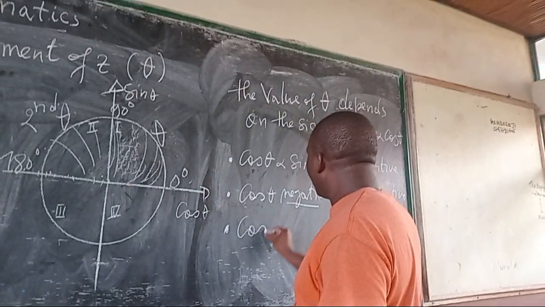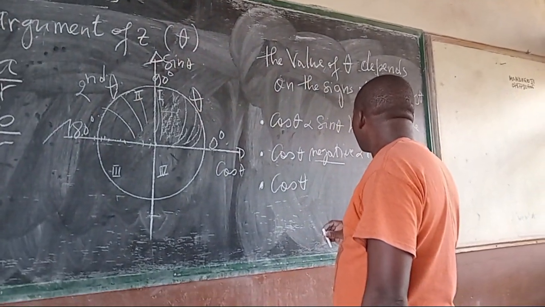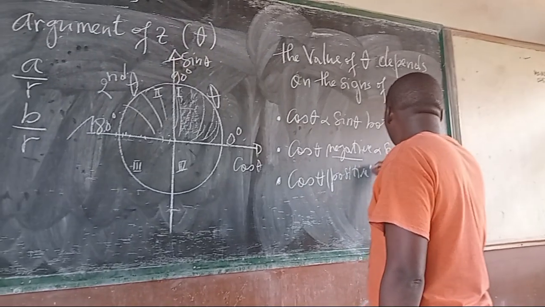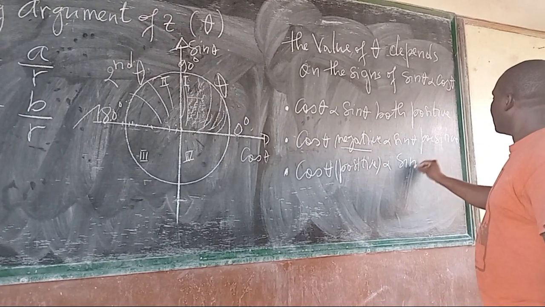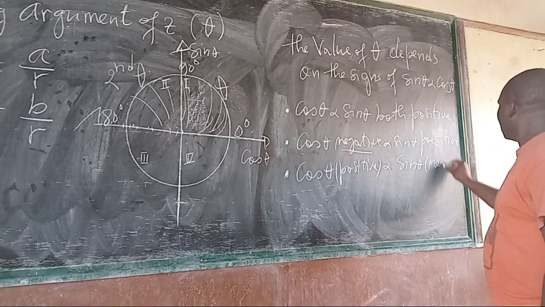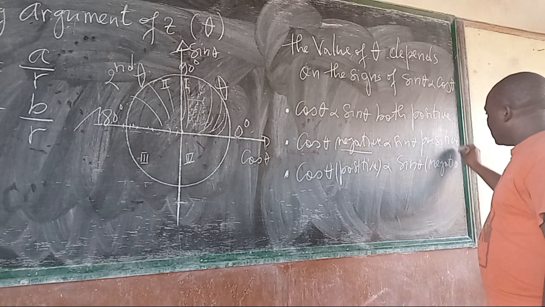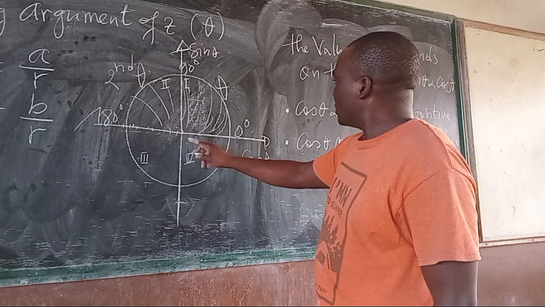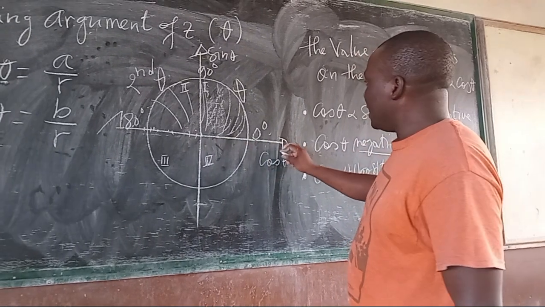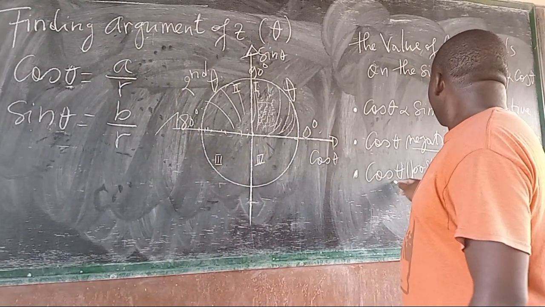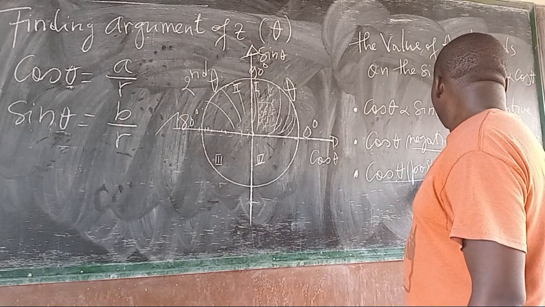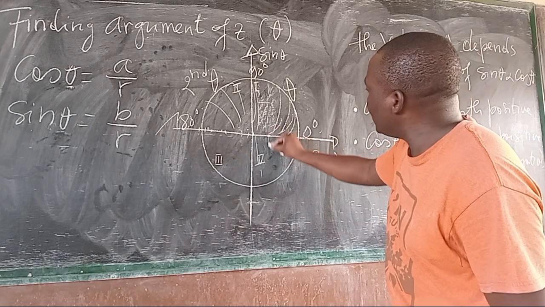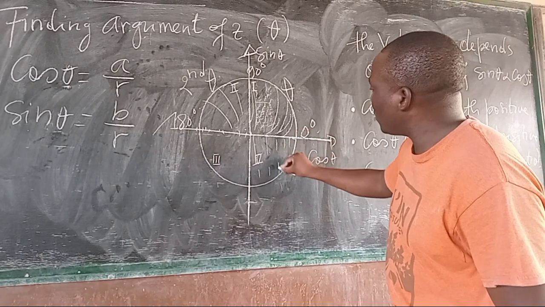If the cosine of an angle theta should be positive, and the sine of an angle theta again must be negative. Look at the cosine positive direction. We are here. Then the cosine positive direction, we are here. Then sine here negative direction. We are here on the fourth part, on the fourth quadrant.